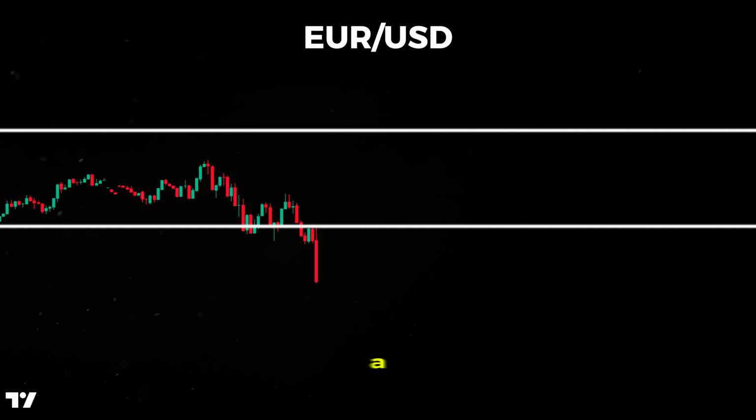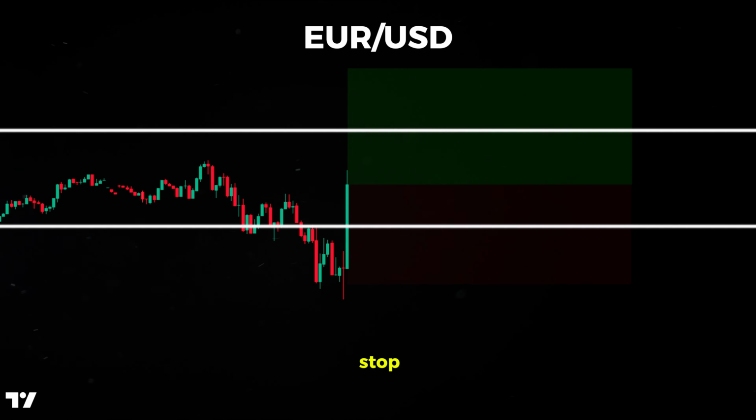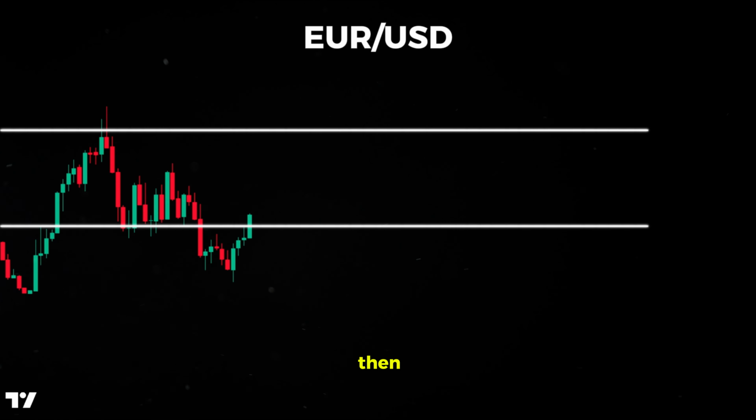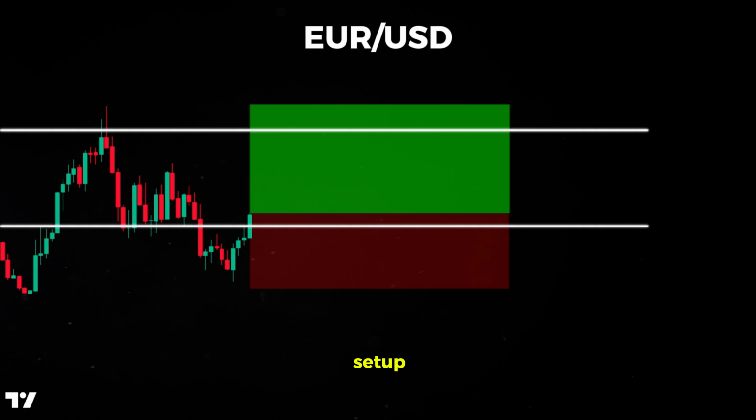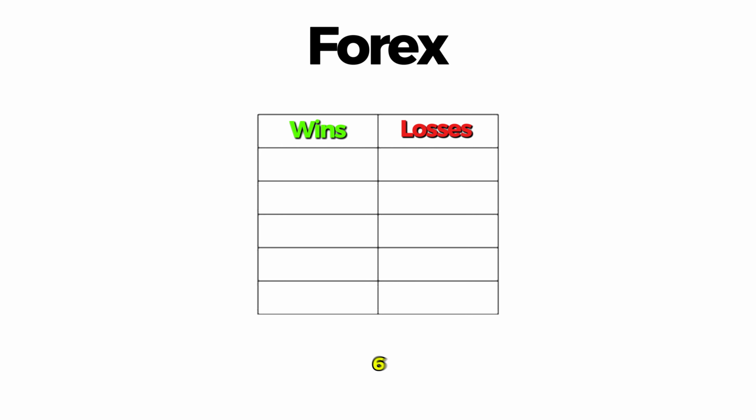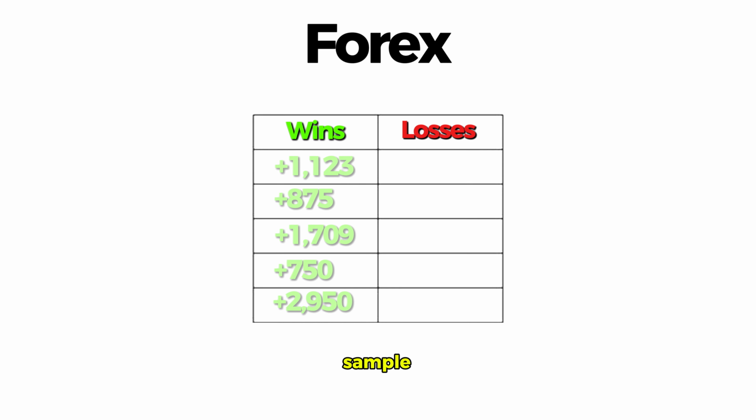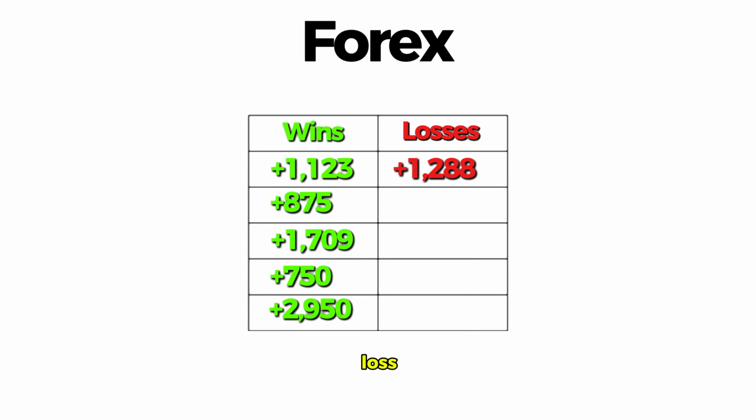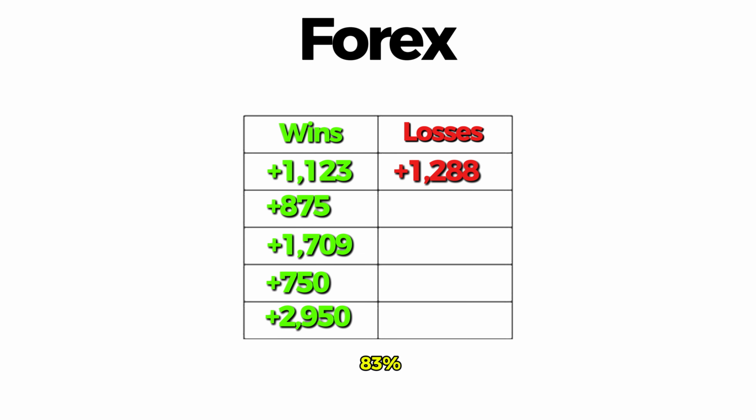Next day, price gives a long setup quickly after the open. Stop at the lows, 2R target, hits it. Then another long setup later in the day. Same setup, same result, 2R again. Out of 6 total Forex trades in this sample, 5 were winners and 1 was a loss. 9R total, 83% win rate.